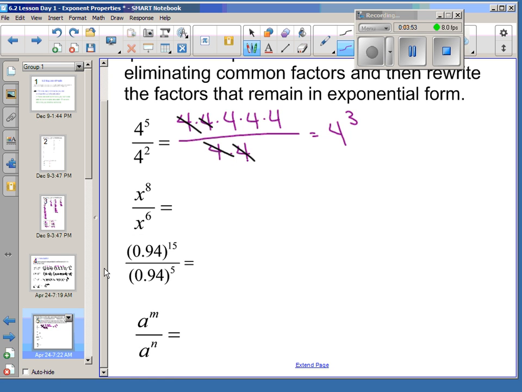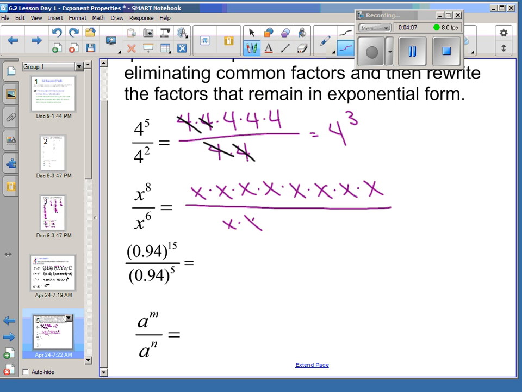We can do the same thing here. So x to the eighth over x to the sixth. I have to multiply x by itself 8 times. Is that 8? 1, 2. Yep. And then x to the sixth. And if you see, we can cancel out all the way through here. We have all these x's until we're left with just x squared.